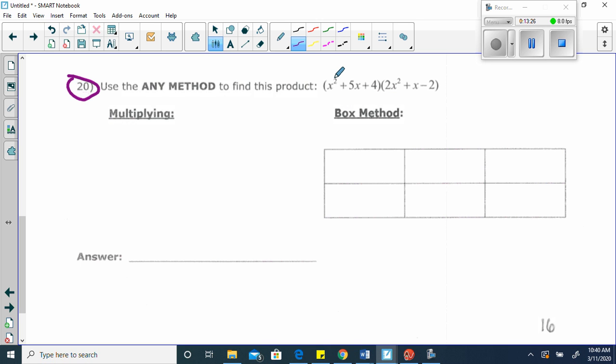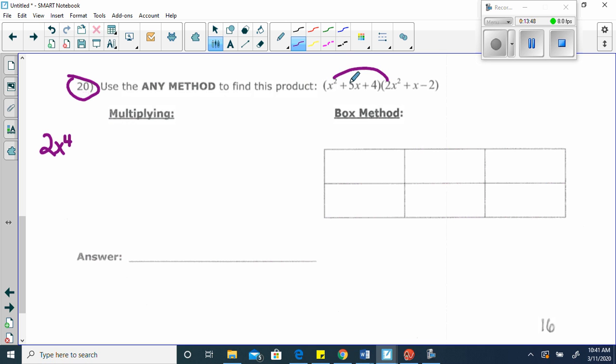Okay, so I'm going to start by doing x squared times 2x squared. That is 2x to the 4th. This one's going to take a little bit longer because I have to do x squared to everything in here, then I have to do 5x to everything in here, then I have to do 4 to everything in here. So it's going to be a long problem.